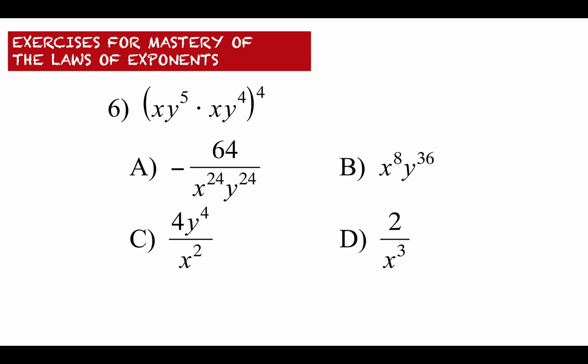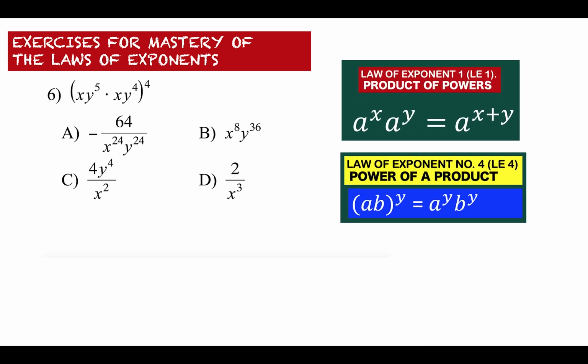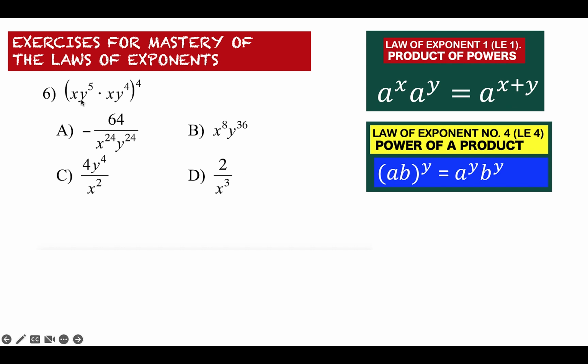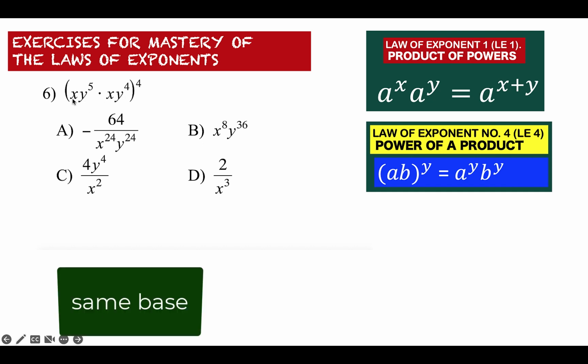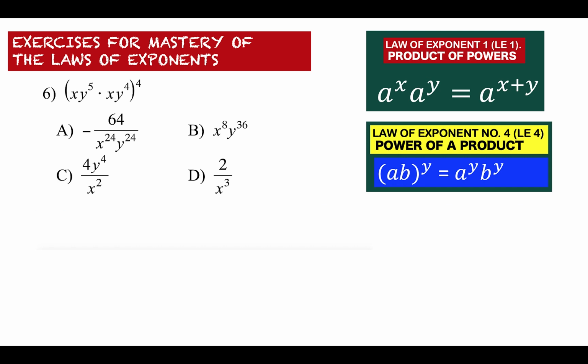This one is a bit tricky. Number 6, what is your answer here? The quantity x y to the 5th times x y to the 4th all raised to the 4th. This one is mixed. What rules will we use here? You know, there is a product inside and an exponent outside. This is law of exponent number 4. Second, when we simplify inside, there is a common base, so we add the exponent. That is law of exponent number 1. So, let's implement the plan.